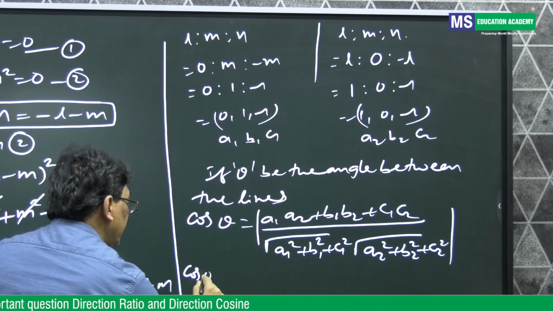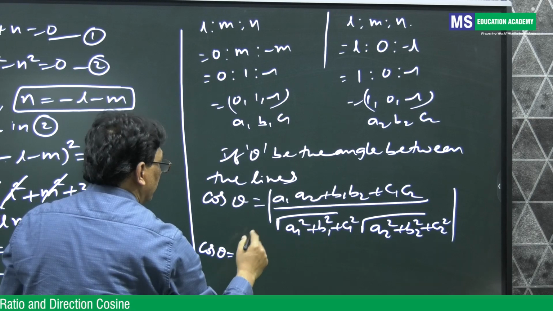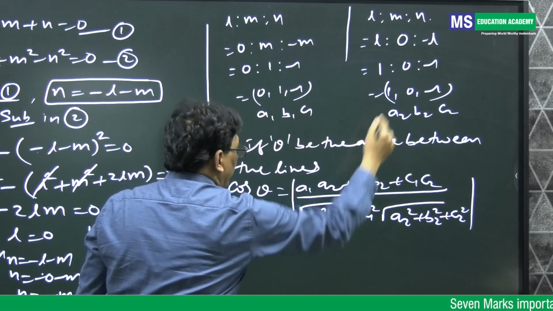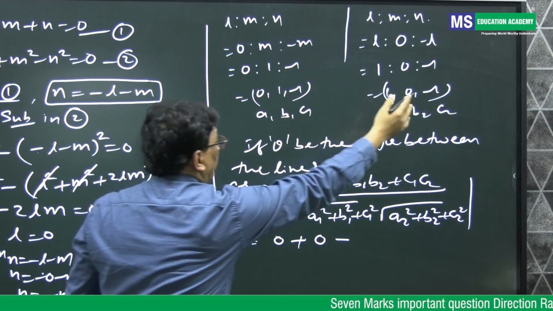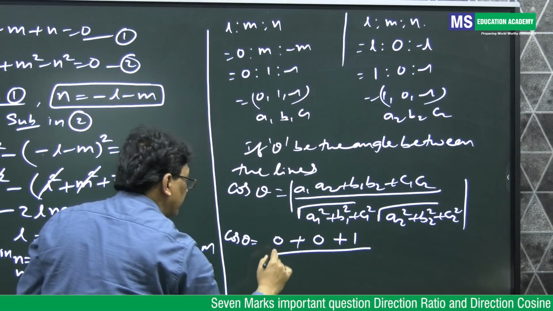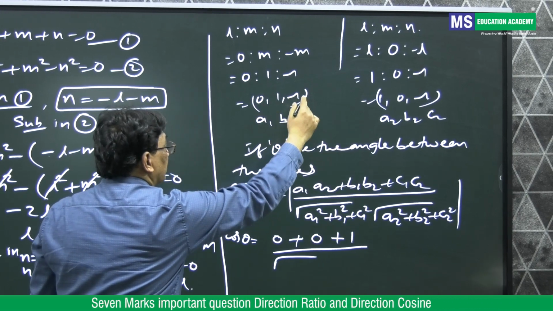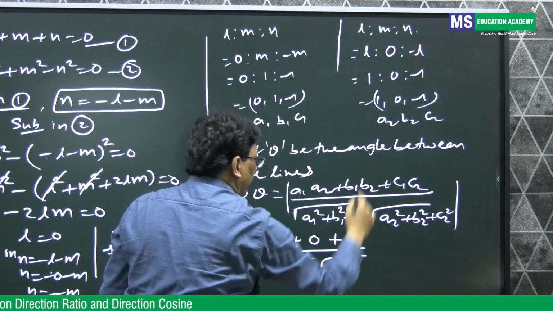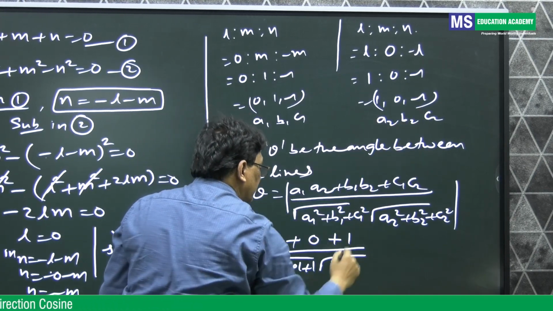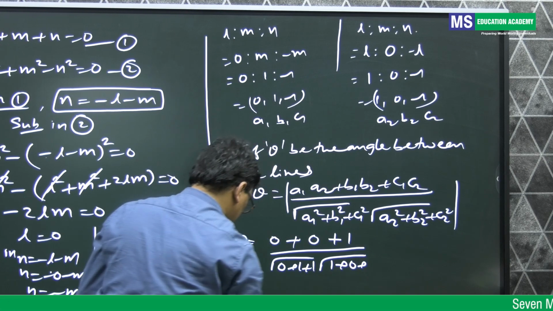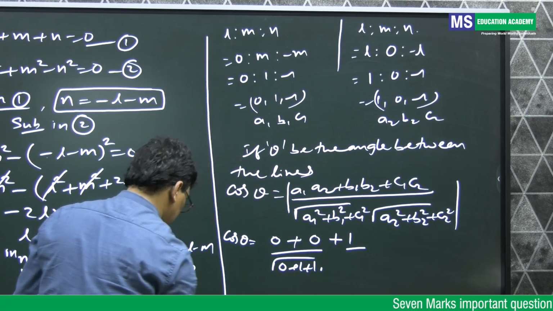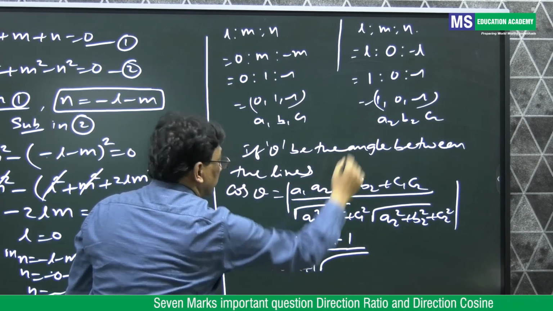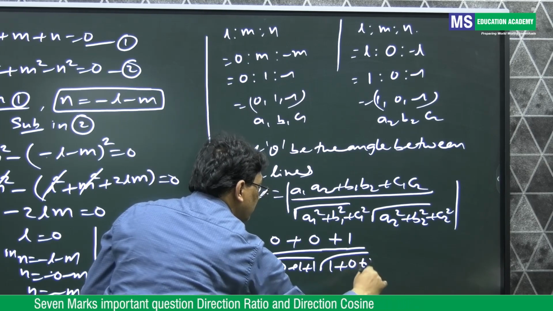Now cos theta is equal to (A1 A2 + B1 B2 + C1 C2) divided by the square root of (A1 square plus B1 square plus C1 square) times the square root of (A2 square plus B2 square plus C2 square). That is 0 into 1, 1 into 0, minus 1 into minus 1, plus 1; 0 plus 1 plus 1, and second, 1 plus 0 plus 1.